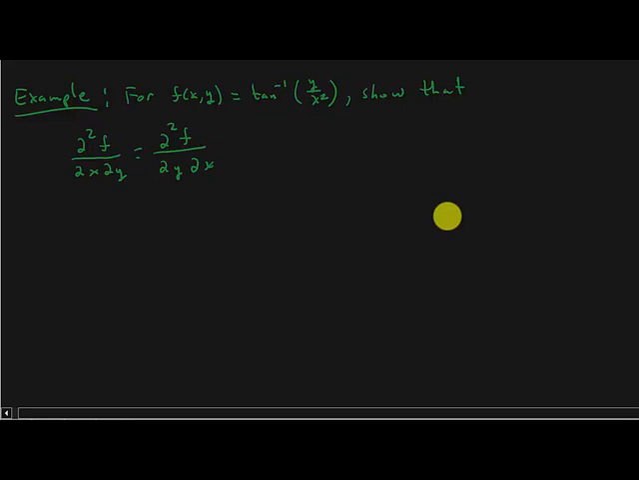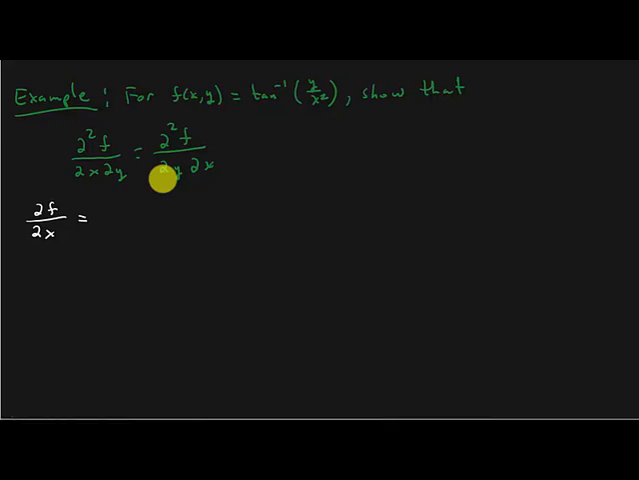And it says, for f of x, y equals the inverse tangent of y over x squared, show that the second partial with respect to x and then y is equal to with respect to y and then x. All right, so let's take the partial of f with respect to x. We got to do that first, and then we'll take the partial with respect to y, and then we'll work on the second partials.